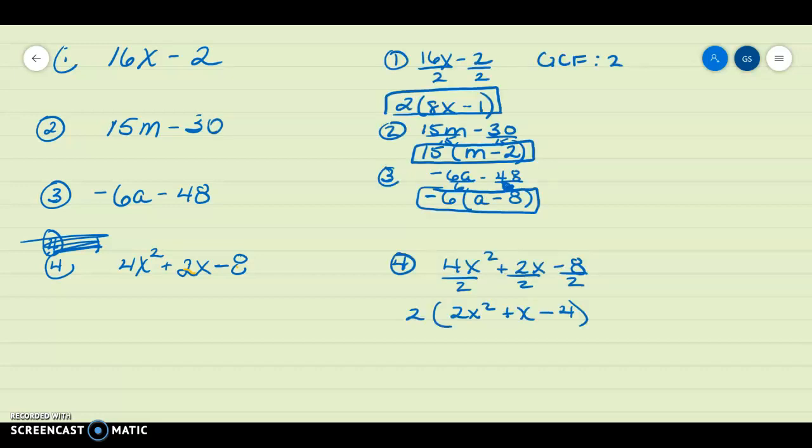Okay, here are your 4 examples and your answers, or my answers. Check your answers to see if your answers match my answers.